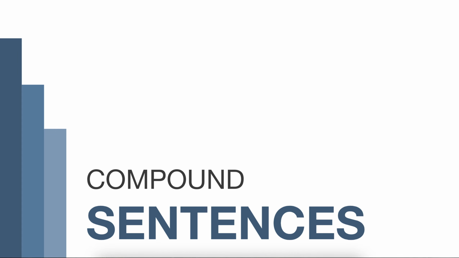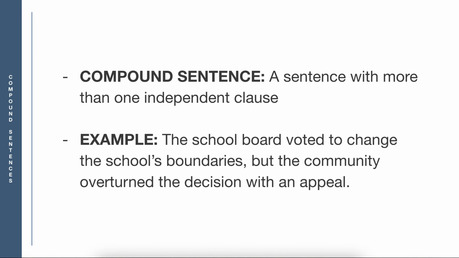Next, though, we have compound sentences. And compound sentences are when we take more than one independent clause and we combine those together. So our example says, "the school board voted to change the school's boundaries, but the community overturned the decision with an appeal." Now you'll notice that this has two independent clauses in it. The first is "the school board voted to change the school's boundaries." That could be a sentence by itself. It's an independent clause. But then we've combined it with another independent clause: "the community overturned the decision with an appeal." So again, a compound sentence is a sentence with more than one independent clause inside of it.